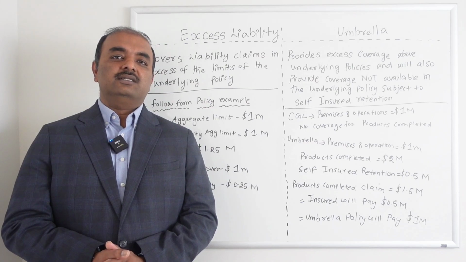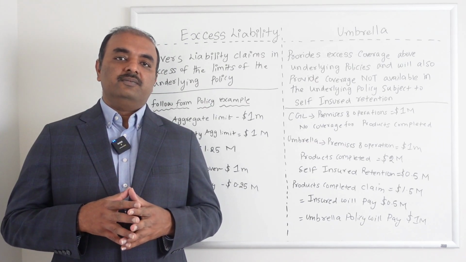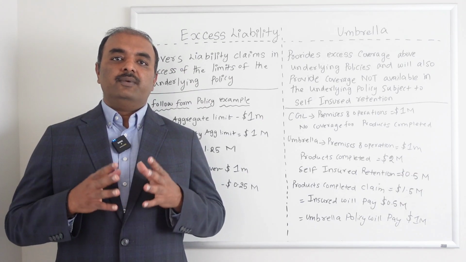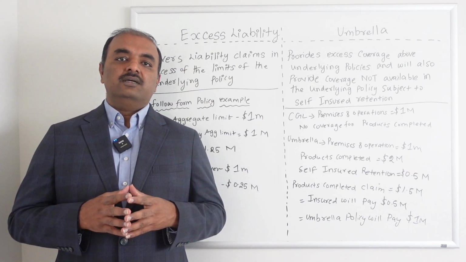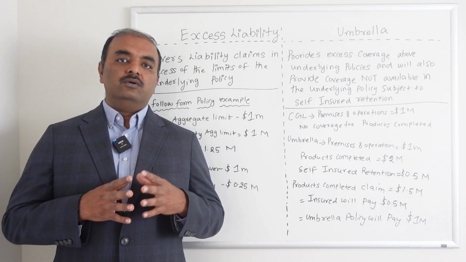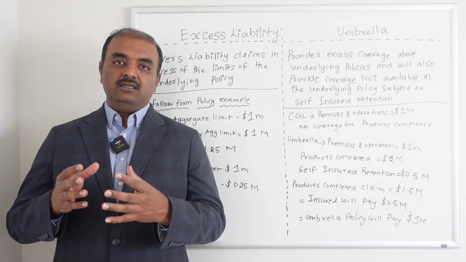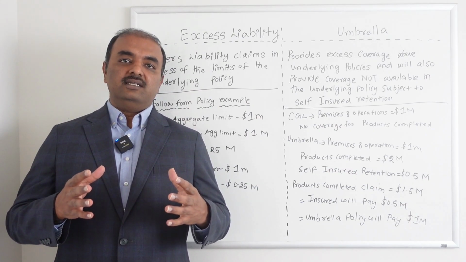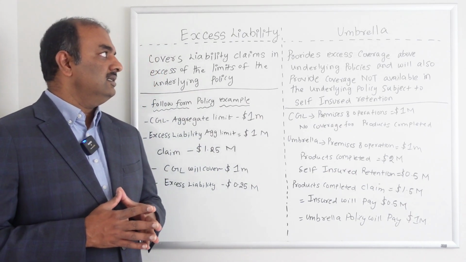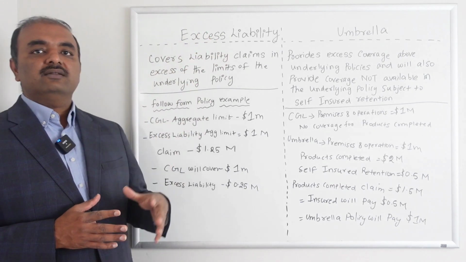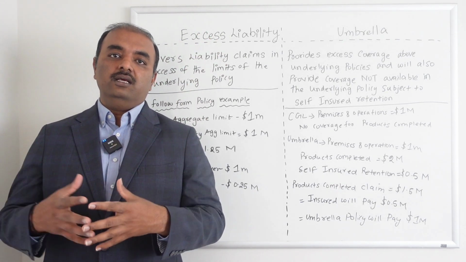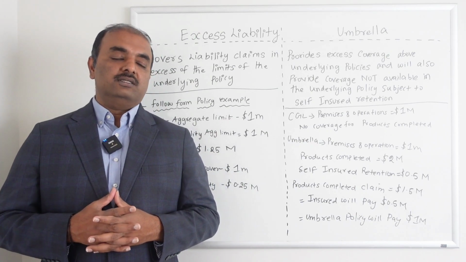Today I am going to discuss the differences between excess liability policies versus umbrella policies. Because both policies do the same thing except for a few differences, it is very important that we understand the difference. So let's see what we mean by excess liability, otherwise called excess casualty policies. It's nothing but a third party liability policy.